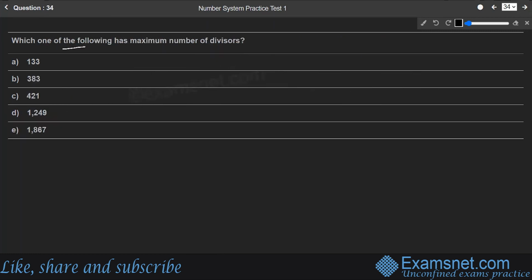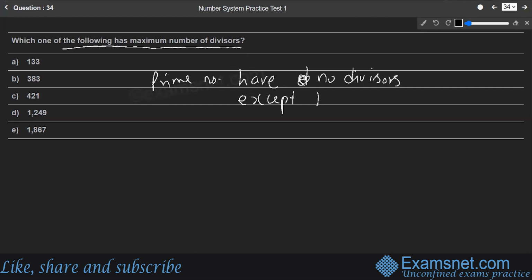Which of the following numbers has the maximum number of divisors? Before doing that, we need to recall this fact: prime numbers are the only numbers which have no divisors except 1 and itself. That means they have just two divisors, 1 and itself.